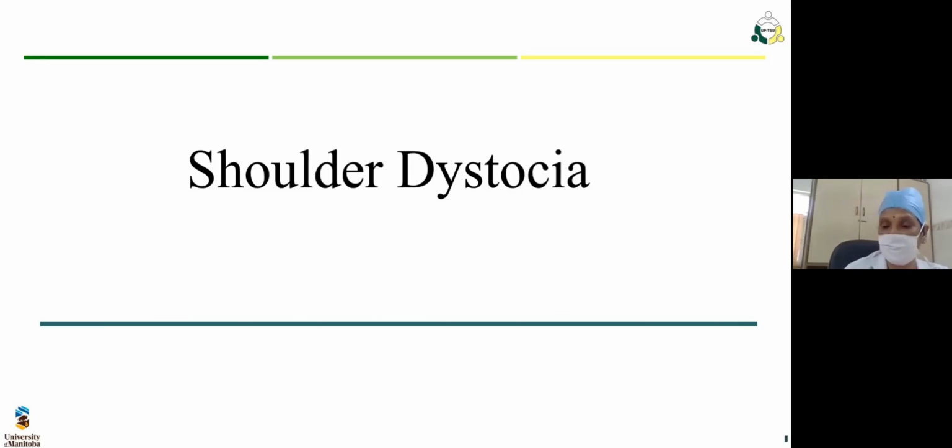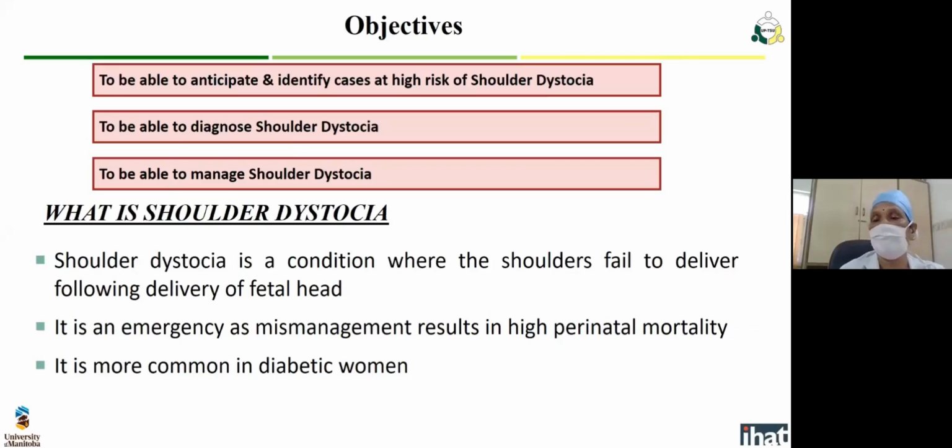Shoulder dystocia means the delivery of the head has happened, but there is arrest of the shoulder. सर डिलीवर हो गया, अब शोल्डर नहीं निकल रहा है. Normally क्या होता है, after delivery of the head in normal labor, the shoulder is usually delivered in 24 to 30 seconds, not more than that. So when there is no delivery of the shoulder for more than 60 seconds, it means it is shoulder dystocia, that is, the shoulder is arrested under the pubic symphysis.